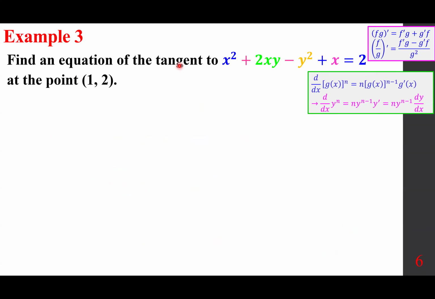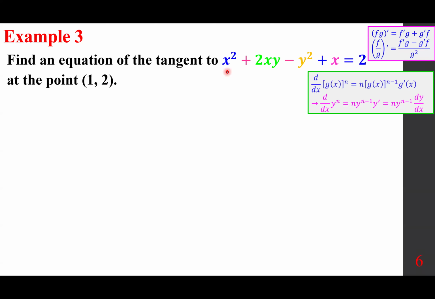Find an equation of a tangent line to x squared plus 2xy minus y squared plus y plus x equals 2 at the point (1, 2). Generally speaking, to find the equation of a tangent line, you need a point and you need the slope. We have the point. To find the slope, we are going to differentiate implicitly.